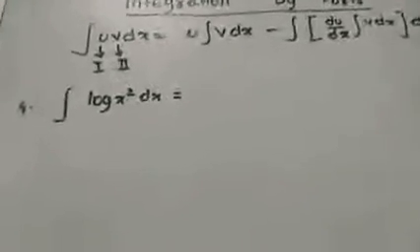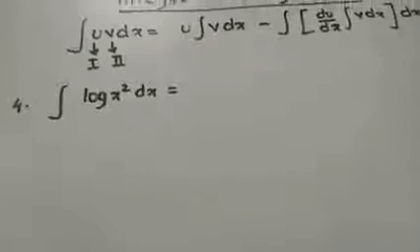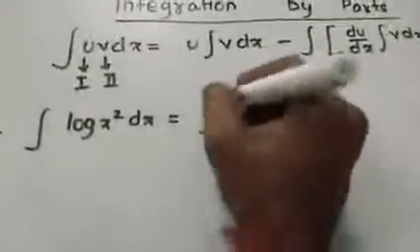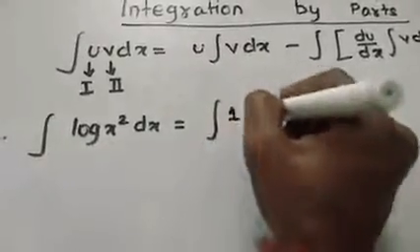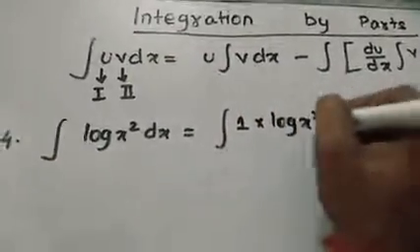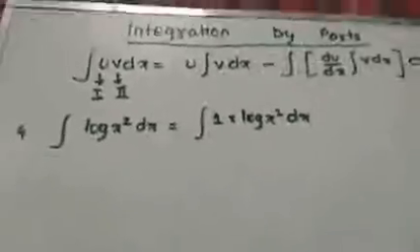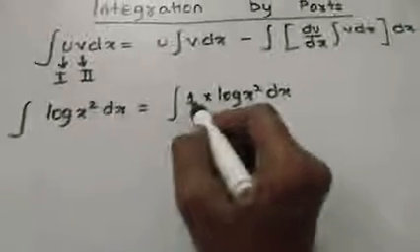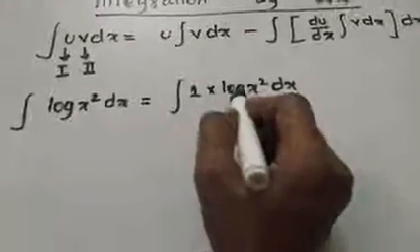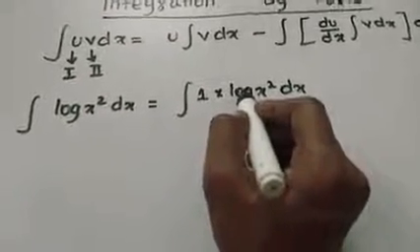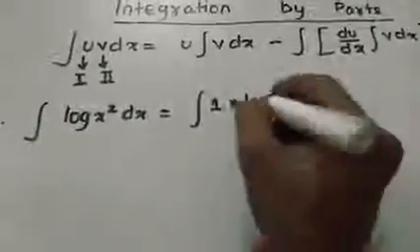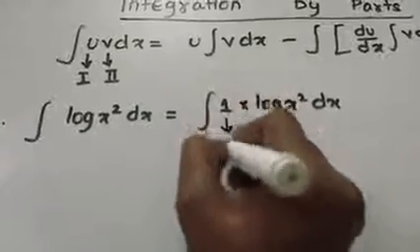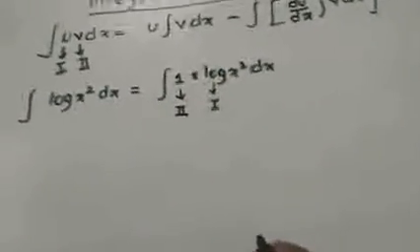Okay, again the same form as question number 3. Here we have to write integration of log x square as integration of 1 into log of x square, as we have to use by parts. For that we require two functions. 1 comes under the category of algebraic, and log x square comes under the category of logarithm. So by ILATE, log comes first, as the first function, and 1 is the second function.